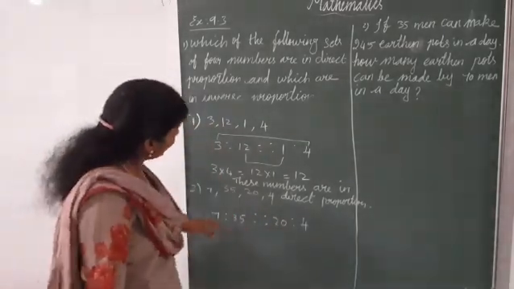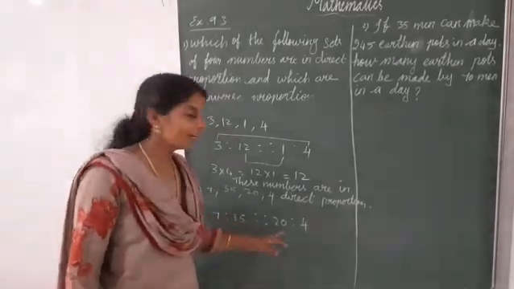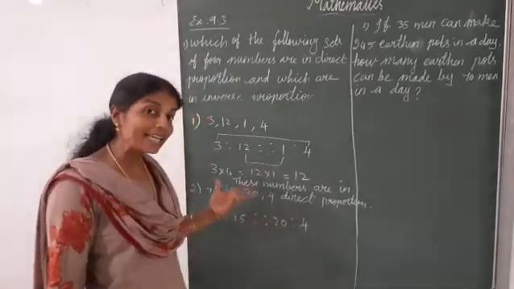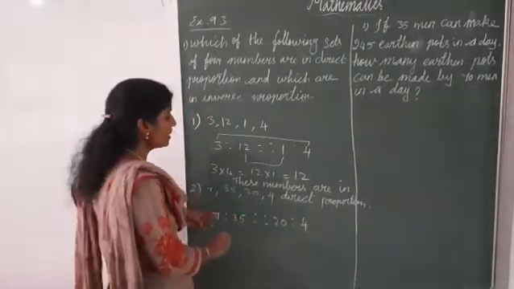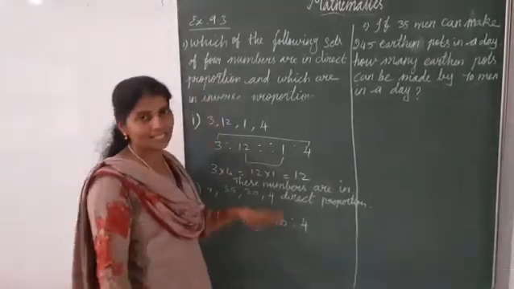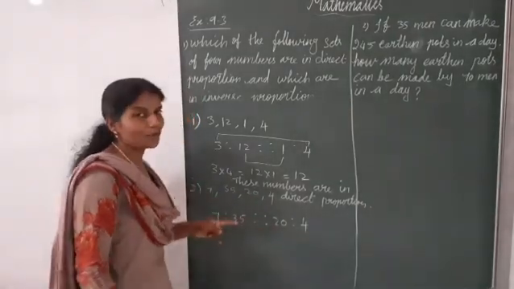Now listen, here 35 into 20 will get one big number. 7 4s are 28. This is not equal. Direct proportion means the product of means is equal to the product of extremes. But here that is not equal. So we can check that it is inverse proportion.